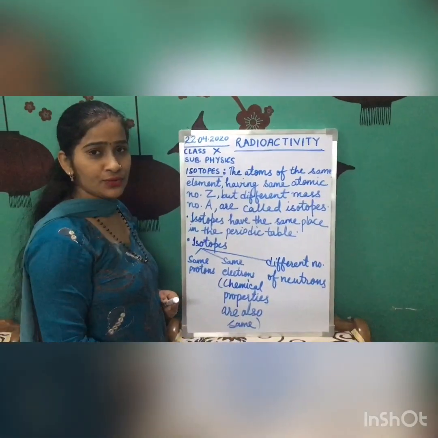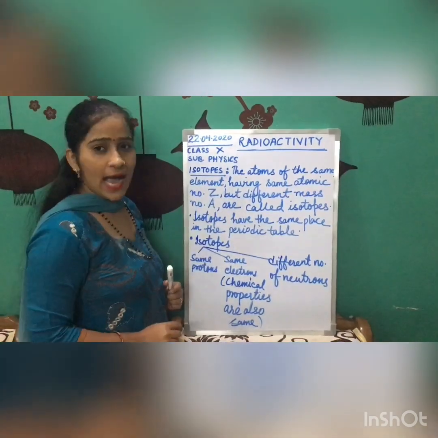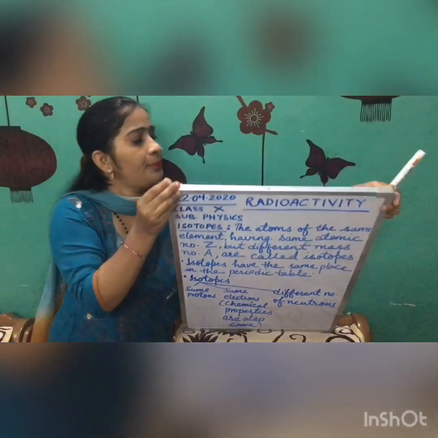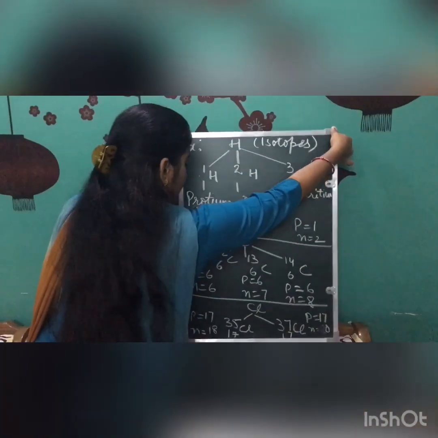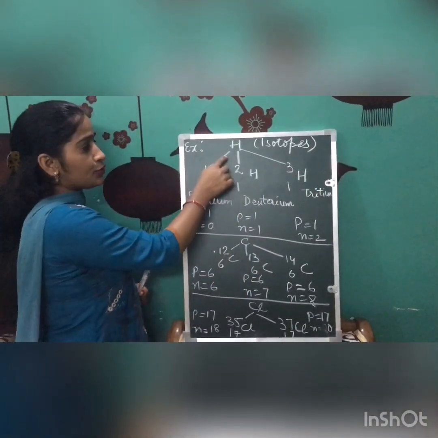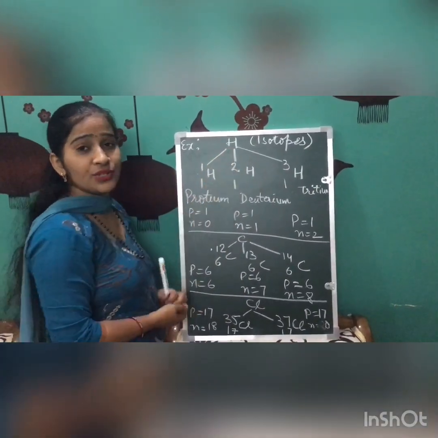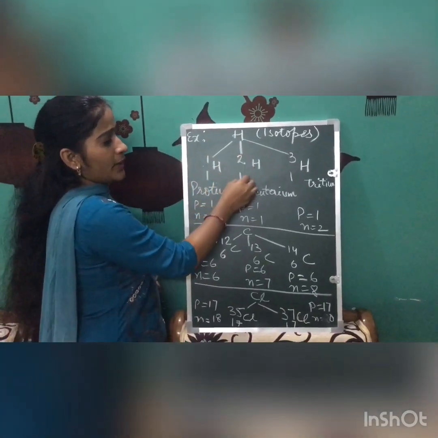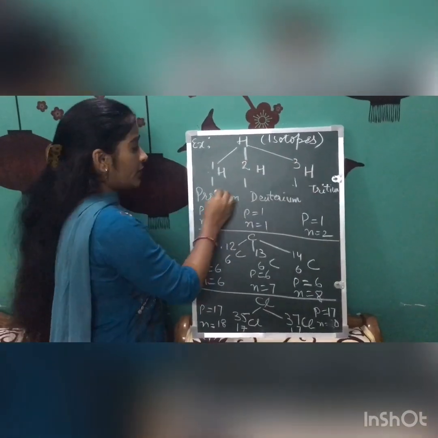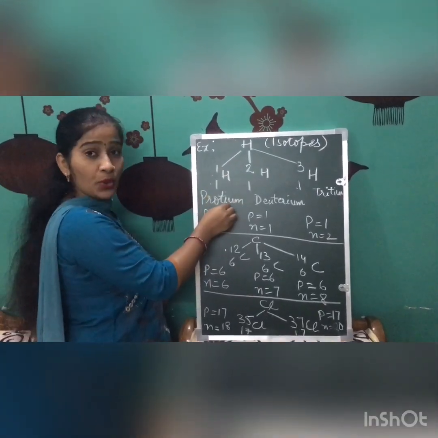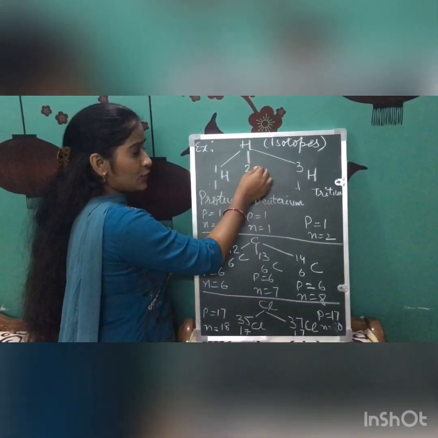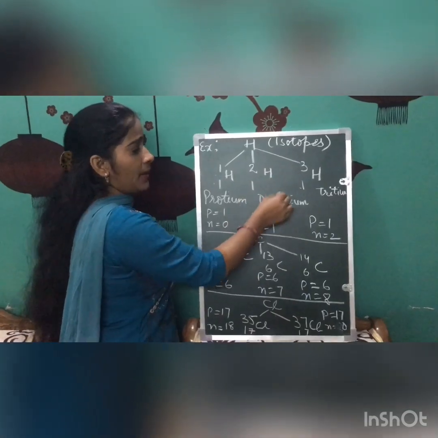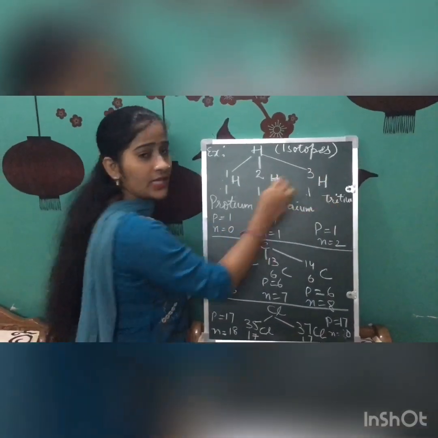Now, I will give you, students, a few examples of isotopes. The first example of isotope is hydrogen. Hydrogen has three isotopes which are 1,1H, 2,1H and 3,1H. The name of the 1,1H isotope is protium. The name of isotope 2,1H is deuterium and the third isotope 3,1H is tritium.